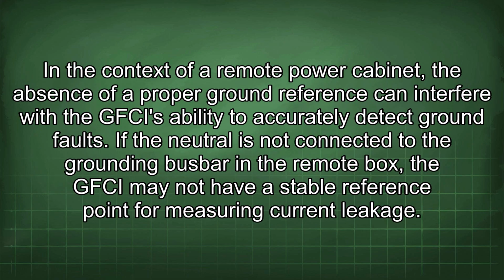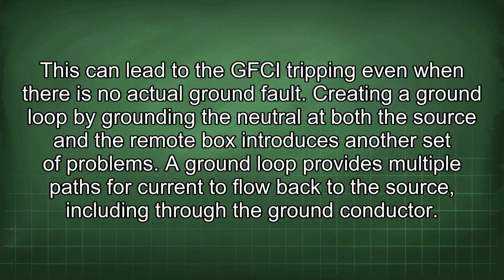In the context of a remote power cabinet, the absence of a proper ground reference can interfere with the GFCI's ability to accurately detect ground faults. If the neutral is not connected to the grounding busbar in the remote box, the GFCI may not have a stable reference point for measuring current leakage. This can lead to the GFCI tripping even when there is no actual ground fault.